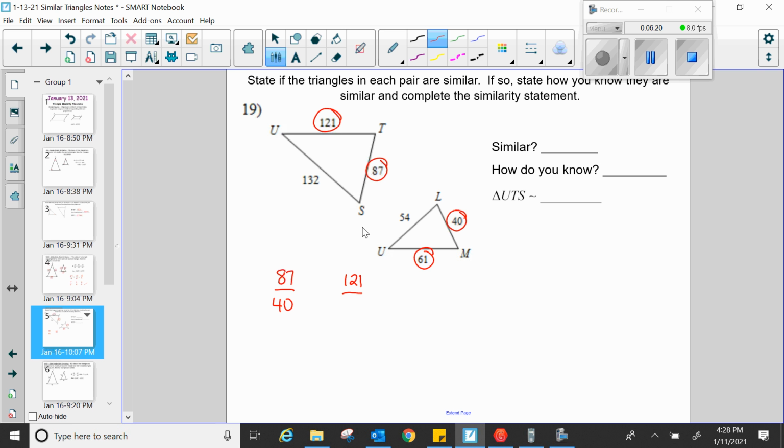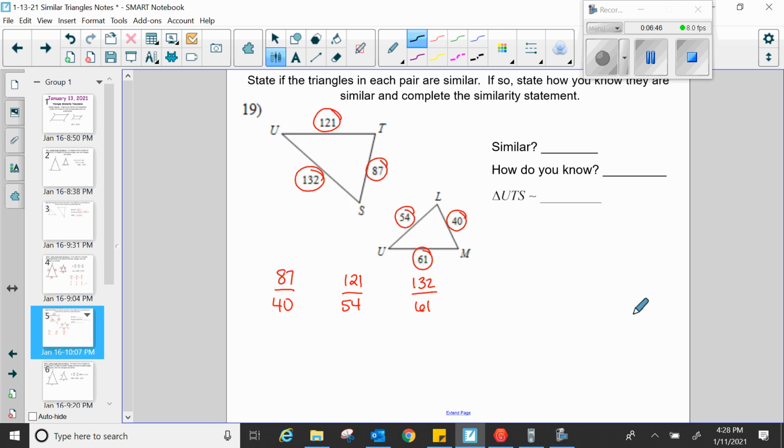No, it wouldn't. Just kidding. Hold up. That would match up with the 54. There we go. And then lastly, the 132 matches up with the 61 right here. Okay, so I matched up the smallest, I matched up the medium-sized ones, and then I matched up the biggest.